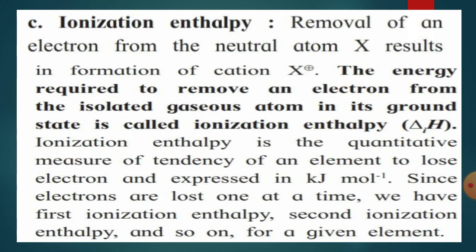So here, students, you are supposed to learn this. Ionization enthalpy is the amount of energy required to remove an electron from the isolated gaseous atom in its ground state, and it is expressed in terms of kilojoule per mole. One electron is lost at a time, so we have first ionization enthalpy, then second, and so on.